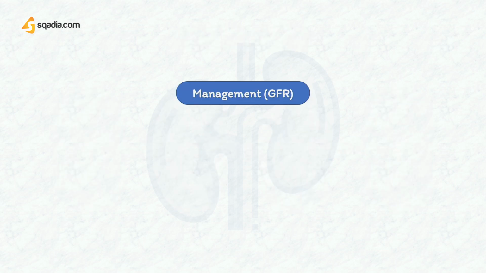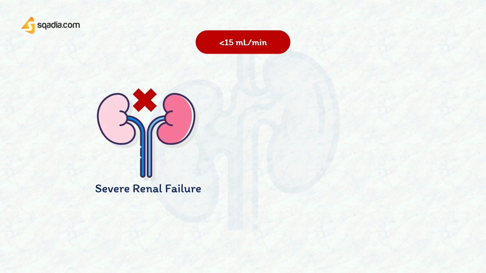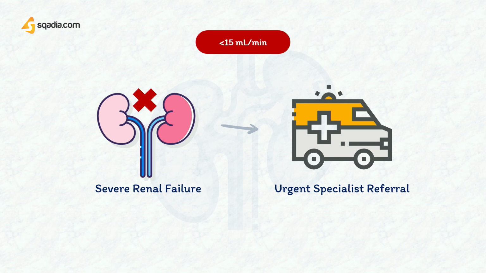So now coming towards the management of chronic kidney disease. This obviously relates back to the stages that we talked about earlier and the glomerular filtration rate, which is GFR. Now this is basically divided into 3 categories, as you can see. In the first category, the glomerular filtration rate is less than 15 milliliters per minute. If you remember, this signified stage 5, end-stage chronic kidney disease, in which there's severe renal failure. And we immediately refer this patient to a specialist.